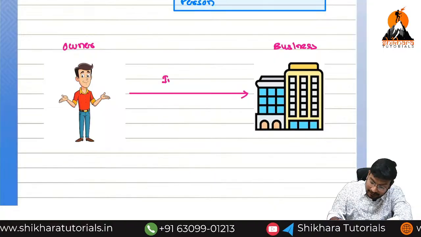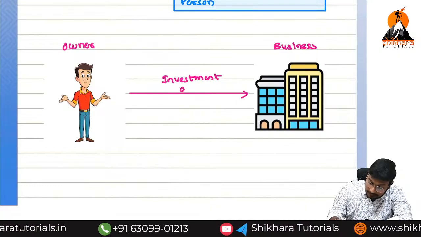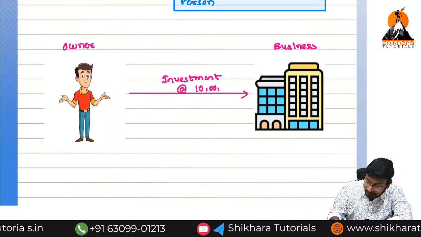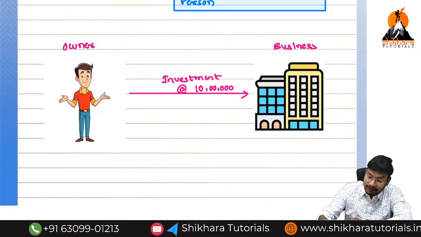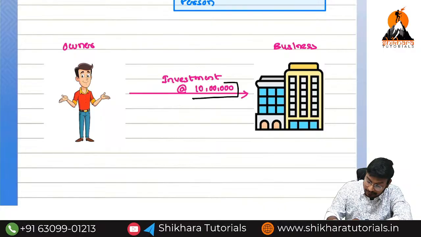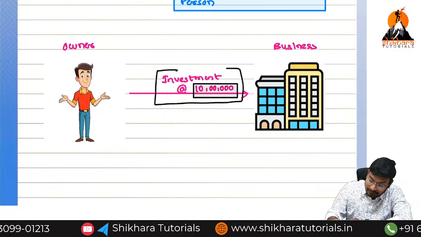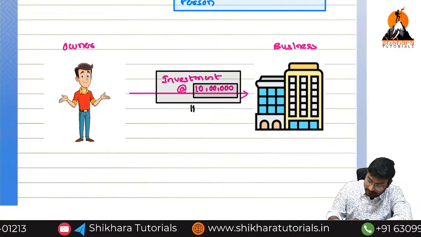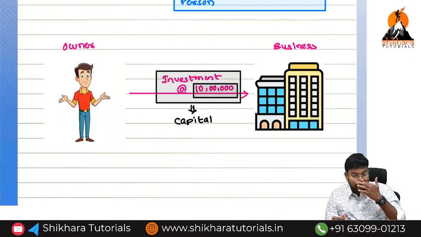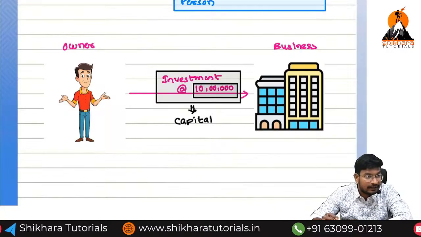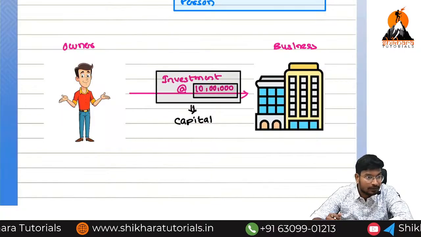Imagine the investment value is 10 lakhs. How much investment is he making? 10 lakhs. As per accounting, this total investment we are going to call capital. Not only in the form of cash, the owner can bring it in the form of goods or assets. I think you know the meaning of goods.